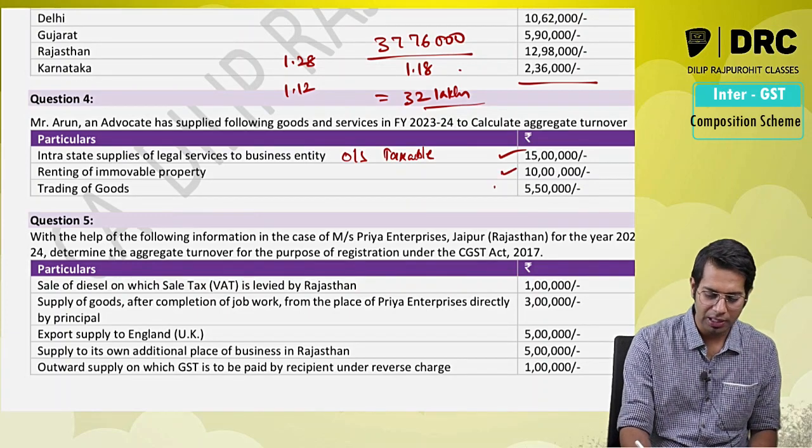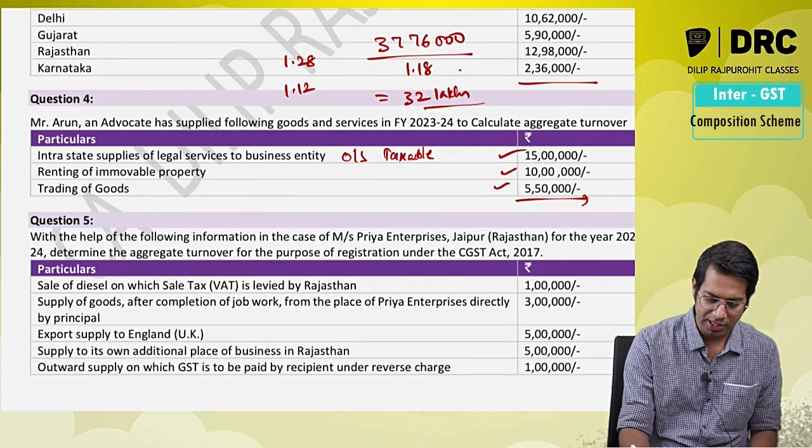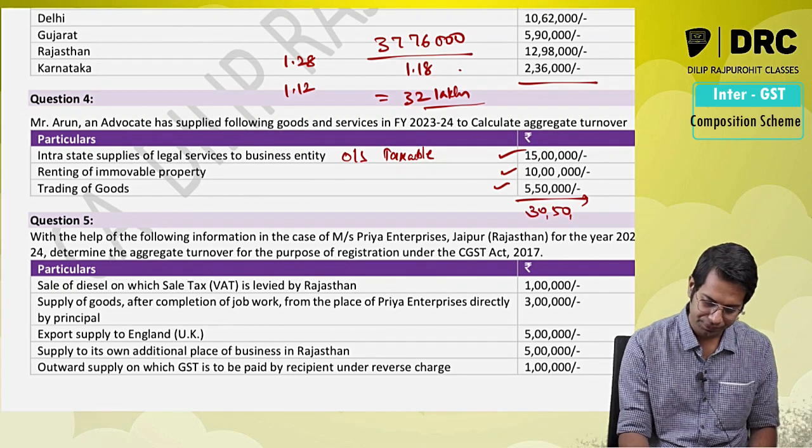Renting of immovable property included, trading of goods included, all the three things. You just have to include that. It will come to 30 lakhs 50,000, I think.